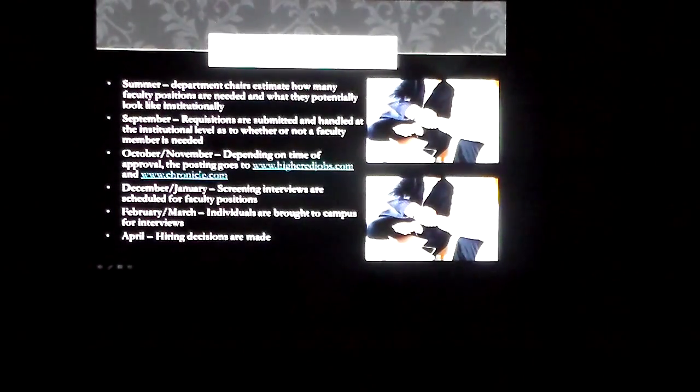So most of the time in the summer, department chairs estimate how many faculty positions are going to be needed and what they look like institutionally. This could be, for example, we need 2 clinicals and 1 tenure line, but they really have to determine how they're going to benefit the institution. The requisitions are handled at the institutional level, and you determine whether or not a faculty member is needed. Then in October or November, the posting will go live to a site.